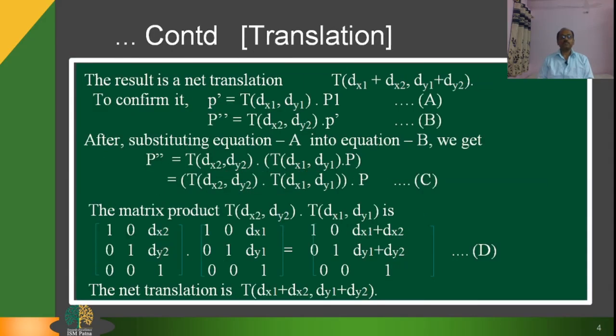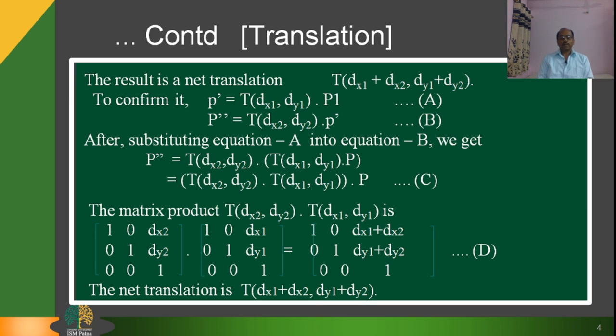So to confirm, P dash is equal to T(dx1, dy1) into P, the expression A, and expression B, that is P double dash is equal to T(dx2, dy2) P dash. After substituting equation A into equation B, we get the final value, that is T(dx2, dy2) multiplied by T(dx1, dy1), whole multiplied by the original point P.